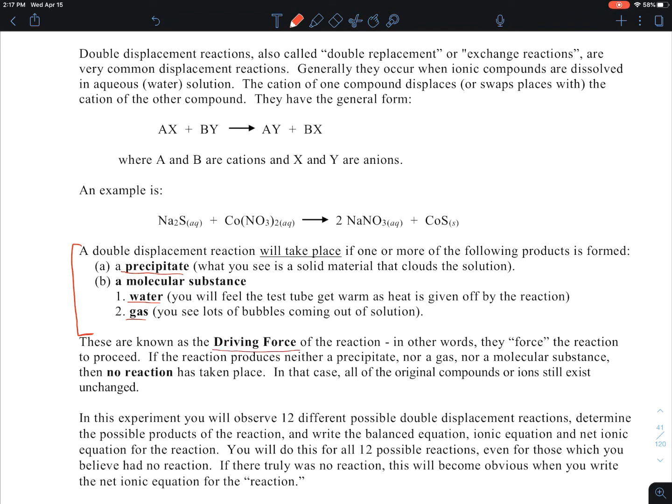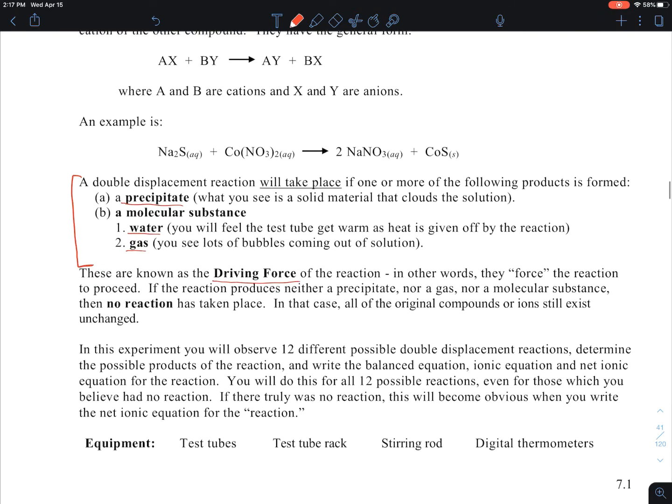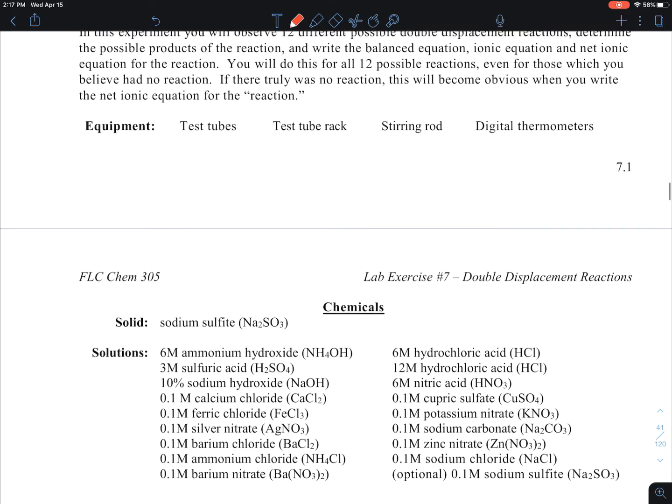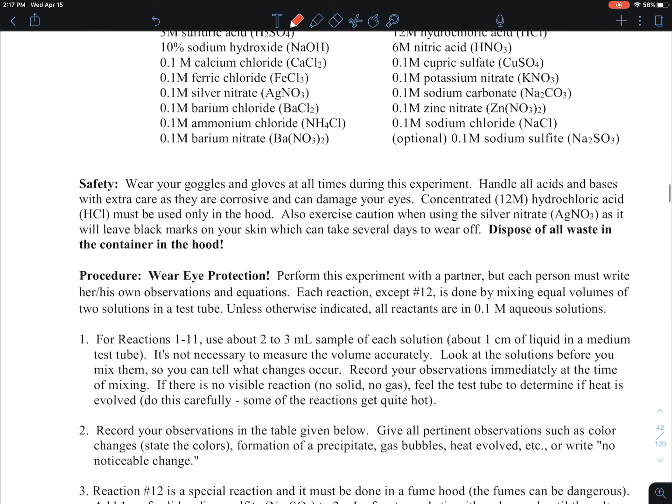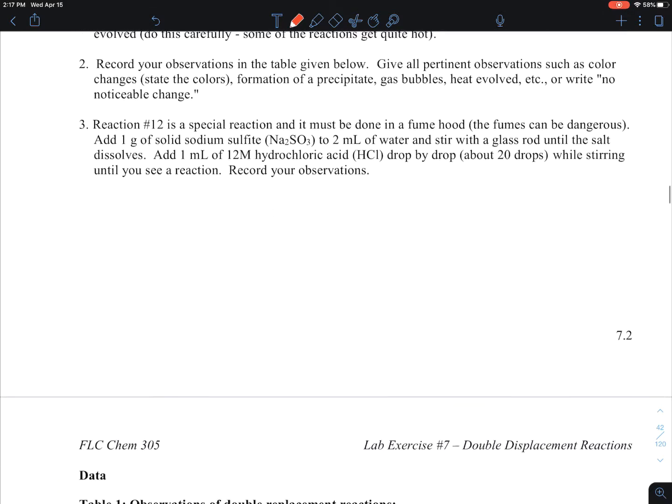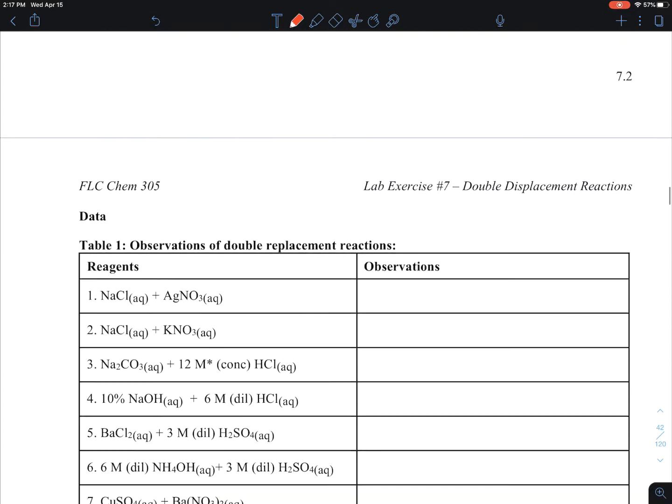And then you're going to comment on this thing called driving force for the reaction. Driving force is just the thing that propels the reaction forward. It makes it go in the forward direction. The driving force is going to be the formation of water, gas, or a precipitate. That's what you're going to look for in terms of driving force. So I'll talk more about that stuff in just a second, but let's talk about what you need to do.